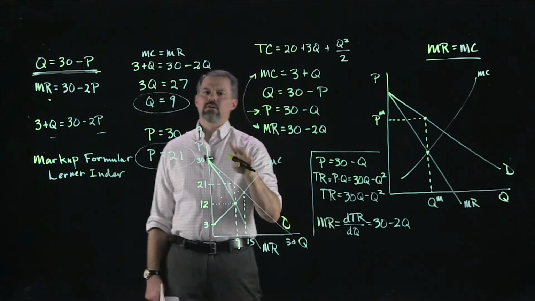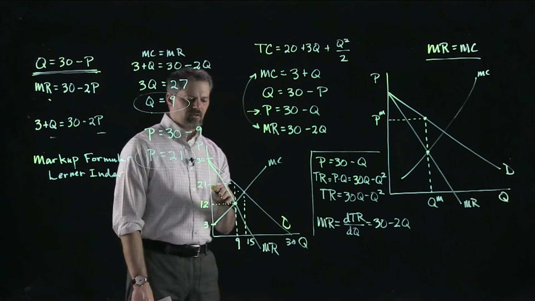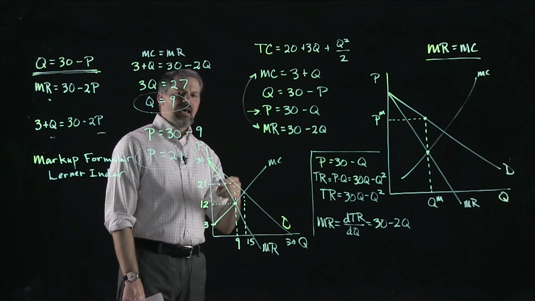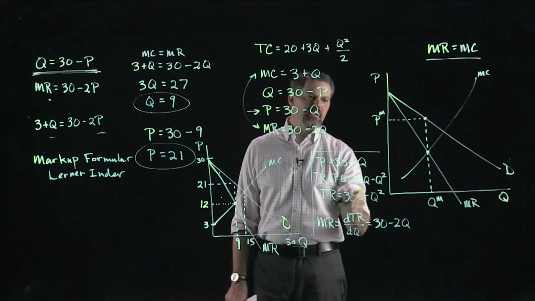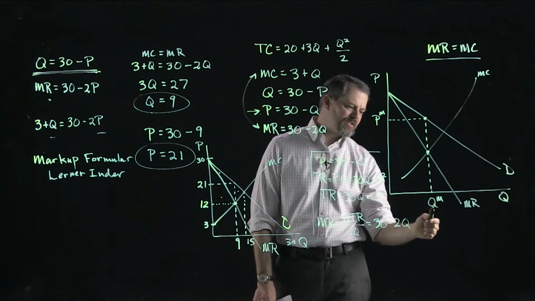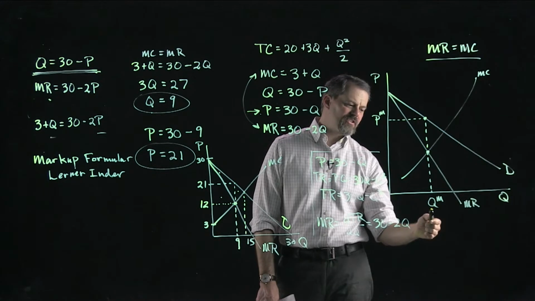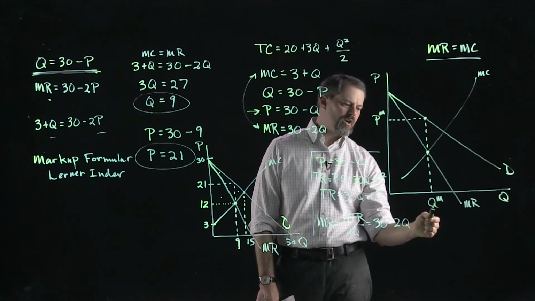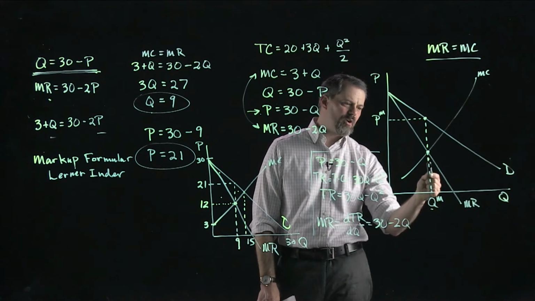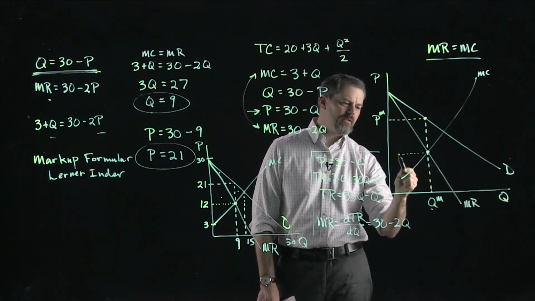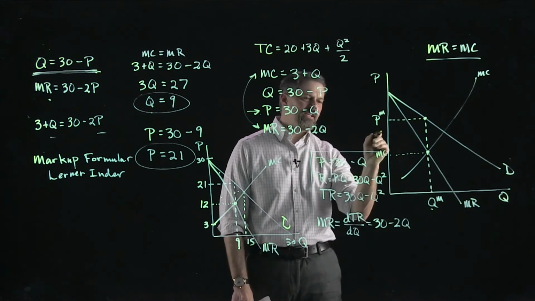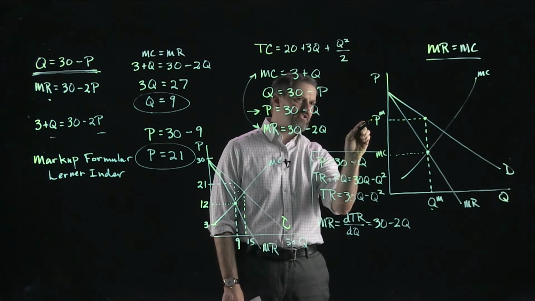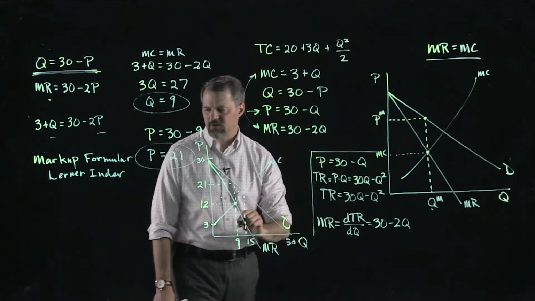Notice something that you would have learned already in a Principles of Micro class: a monopoly ends up charging a price that's higher than their marginal cost. If we go back to this picture and we look at this quantity and we want to know the marginal cost of that quantity, we go up to the marginal cost curve and we hit it right here. There would be marginal cost. And we see that the monopoly charges a price that is greater than marginal cost.